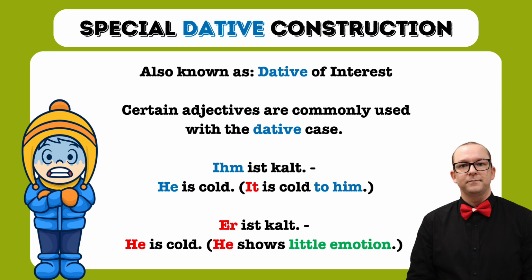Here's an example. Ihm ist kalt. He is cold. In other words, it is cold to him. Because it's not literally he is cold, which would be er ist kalt, because that's not what we're saying, we have to use ihm here.